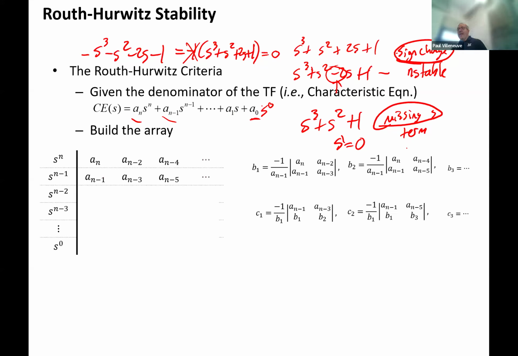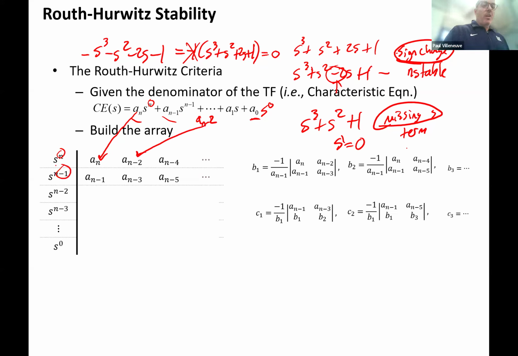Now, we're going to go ahead and start building our rows. The highest order row in our Routh array is going to correspond to the highest order s term. And so now we start grabbing coefficients. Highest row, we grab that coefficient. Then we skip. We don't grab the n minus 1, we grab the n minus 2 and put that in there. Then we skip a term and do n minus 4. And then all the way until we have no more coefficients.